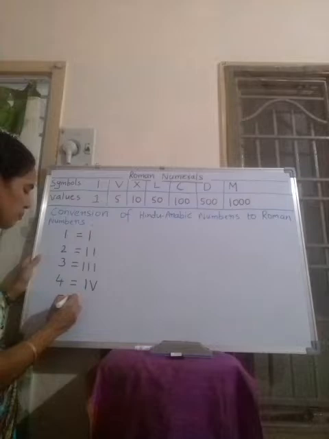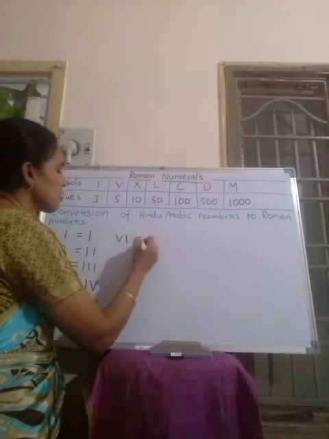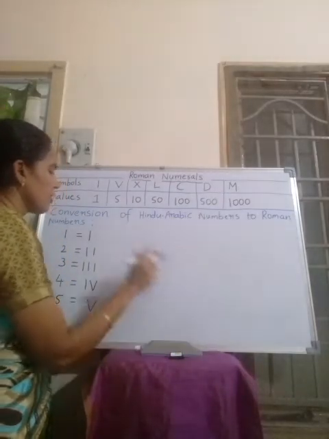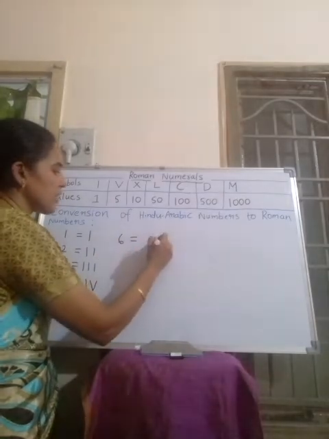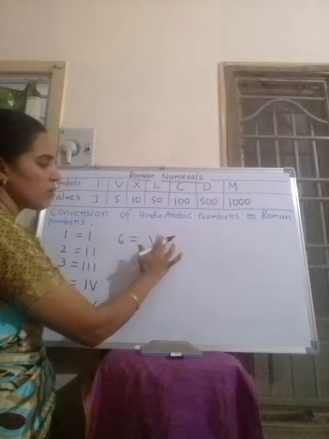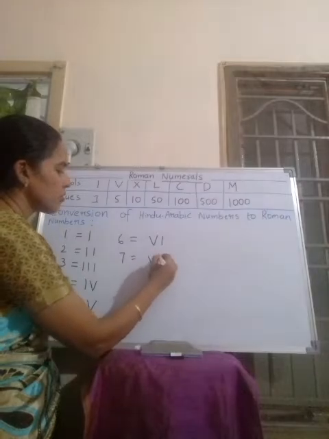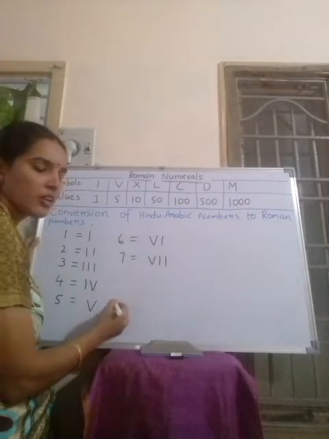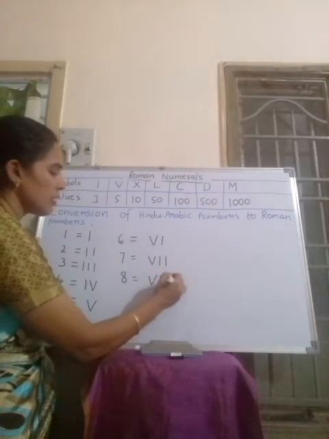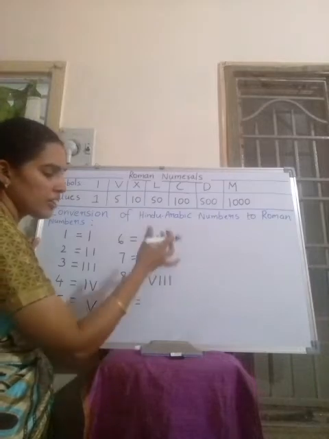And for 5, we already have the symbol V. And for 6, on the right side I am writing the I value: V, I. That is 5 plus 1; the right side is addition. And for 7, 5, 6, 7. And for 8, 5, 6, 7, 8.